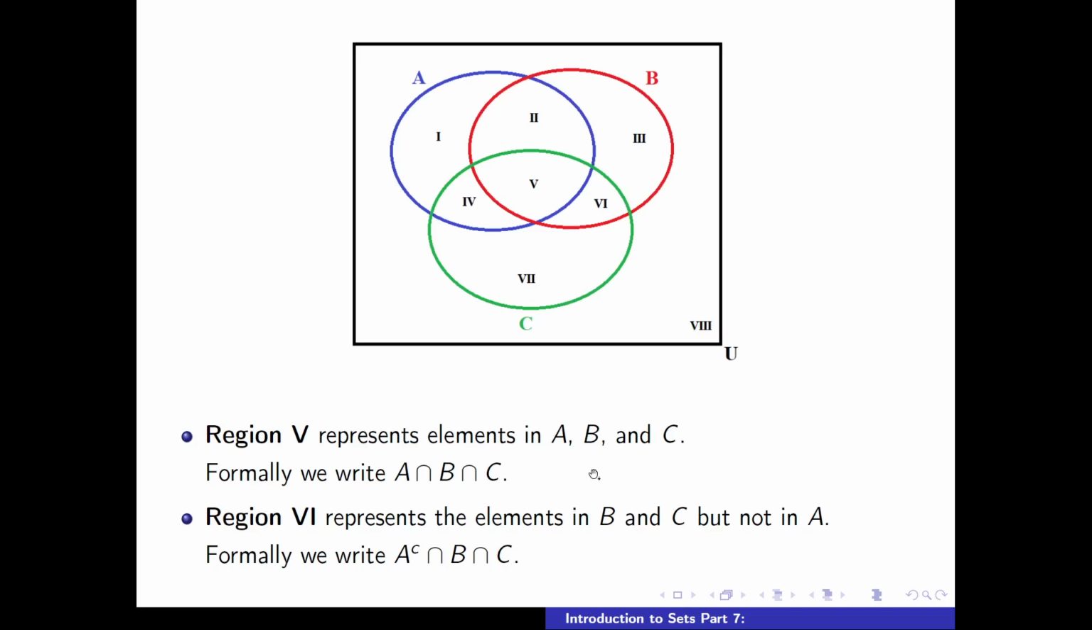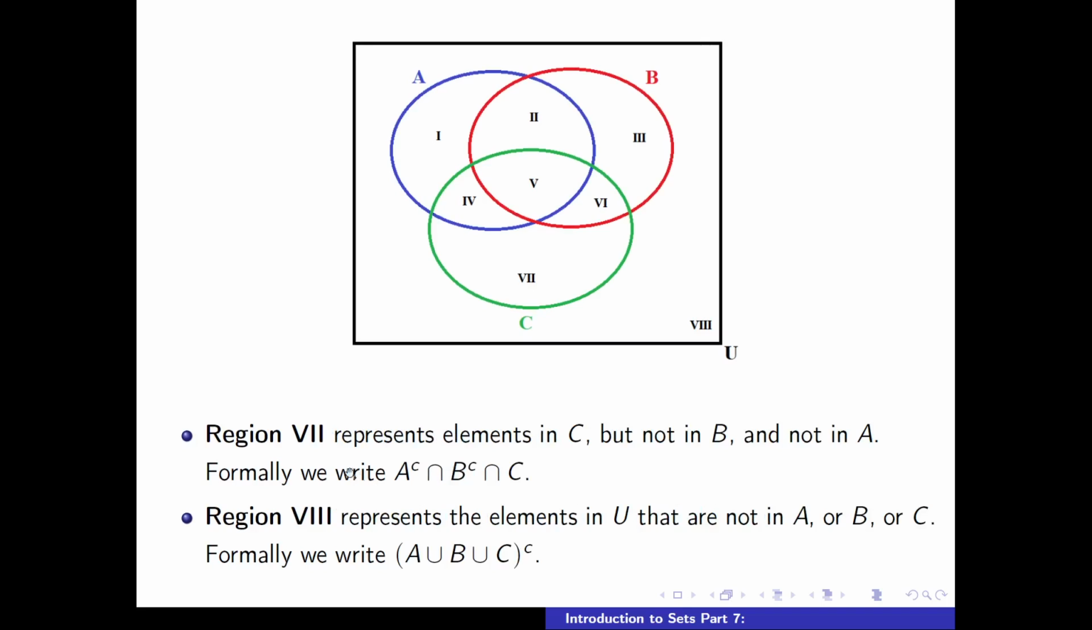Region 6, similar to 2 and 4, are elements that are in both B and C, but they're outside of A. And we can formally write that as A complement intersect B intersect C. So again, elements not in A and in B and in C.